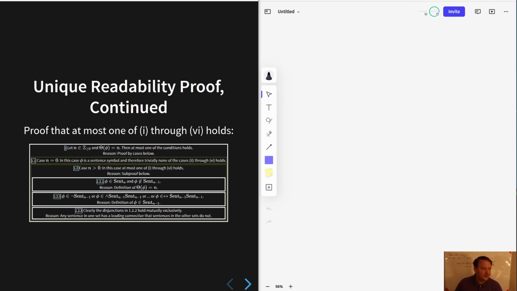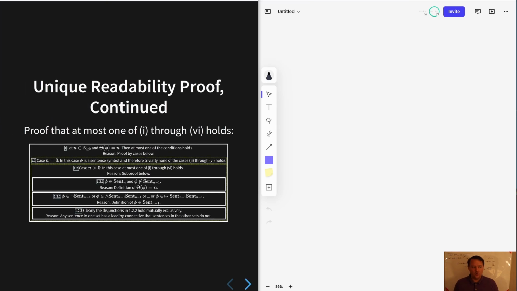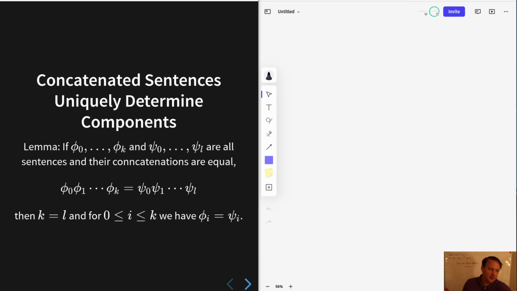What about if phi is in conjunction of Cent n minus 1, Cent n minus 1? Well, you run a similar argument. And so that's basically the whole argument. The proof by cases is complete. So the at most one condition, we've now proved that it holds.